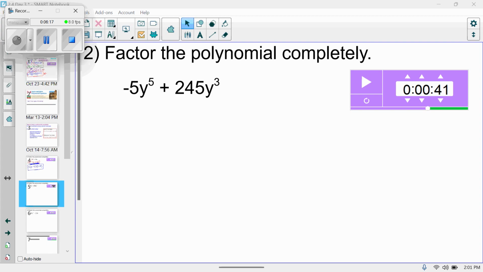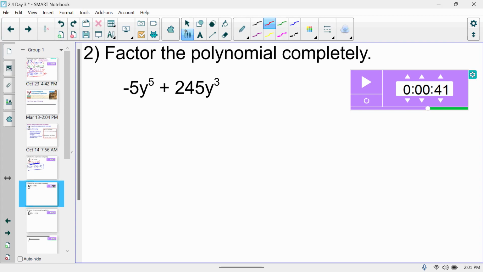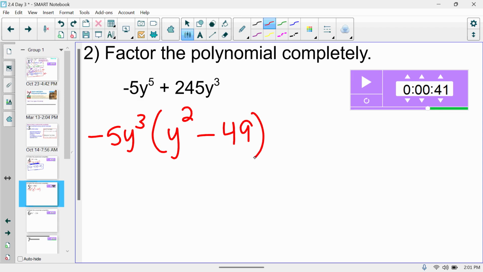In fact, the common factor that you want to divide out is -5y to the third. Make sure you take as many y's as you can. -5 divided by -5 makes that +1y squared. 245 divided by -5 is going to make that -49. No more y's because you took all three out front.